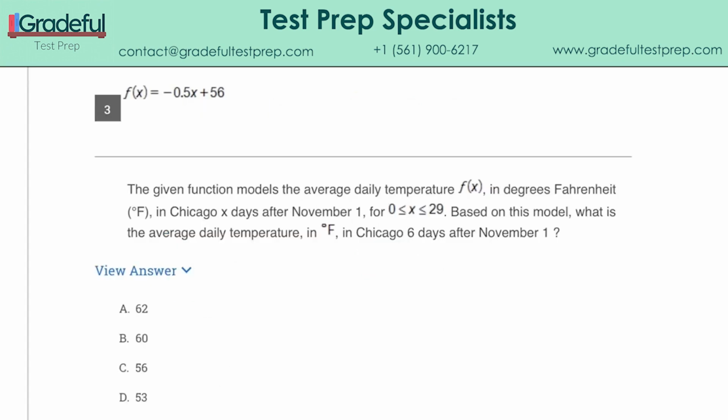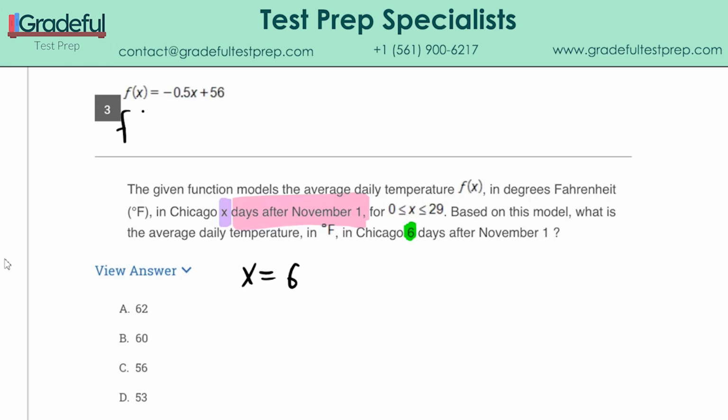Number 3 is very similar to number 1. It's a word problem that's being presented in a very confusing manner, and the way around that is to describe your variables. Here we're being told that x is the number of days after November 1st. And later we're being asked about what happens 6 days after November 1st. So simply put, that's the idea that x is 6.